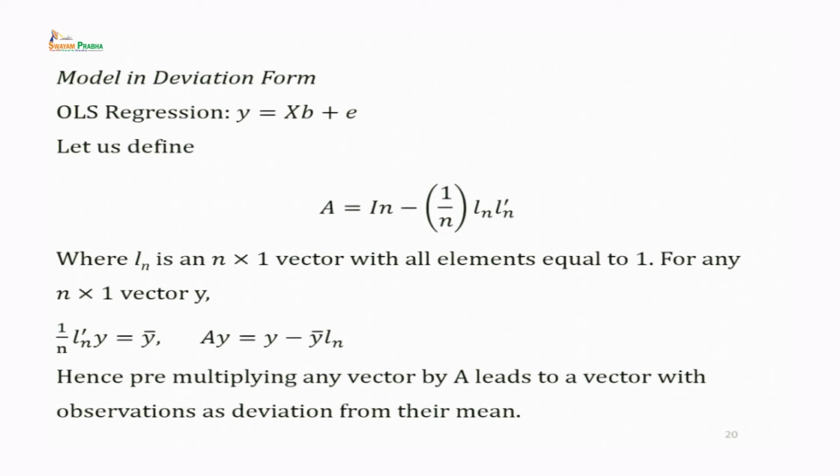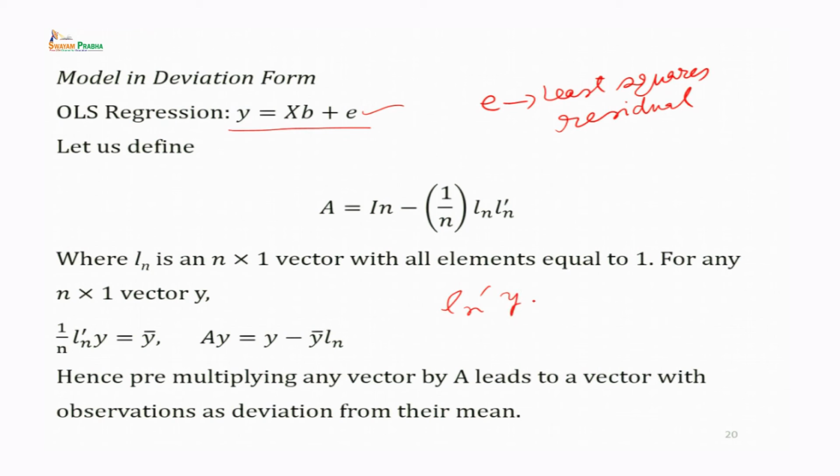Now, we write the model in deviation form. So, this is the OLS regression: y equal to X b plus e, where e is the OLS residual, we call it least squares residual. Now, suppose you define a matrix A equal to I n minus 1 upon n l n transpose, where l n is an n cross 1 vector with all elements equal to 1. Then for any vector y, what is l n transpose y? l n has all elements equal to 1, and then you have y. So, l n transpose y is equal to summation y j, and 1 upon n l n transpose y is y bar.